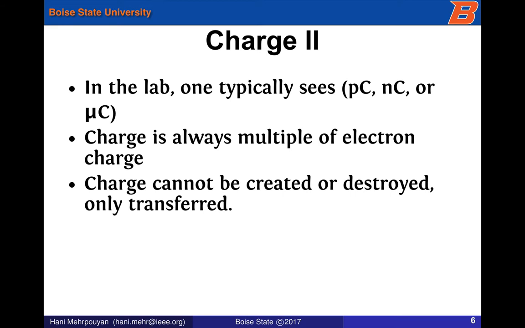Now, as I mentioned, 1 coulomb is a very large amount of charge, so we will mainly see charges in terms of picocoulombs or nanocoulombs or microcoulombs. Even a microcoulomb is a very large amount of charge. Charges will always be a multiple of electron charges. Please remember that charges cannot be destroyed or created. The only way that would happen is through a nuclear reaction, so that is not considered in this case.